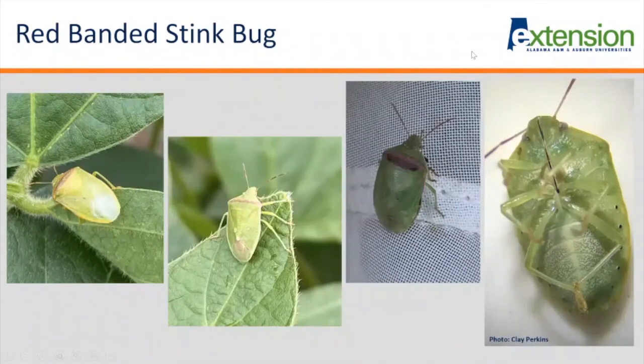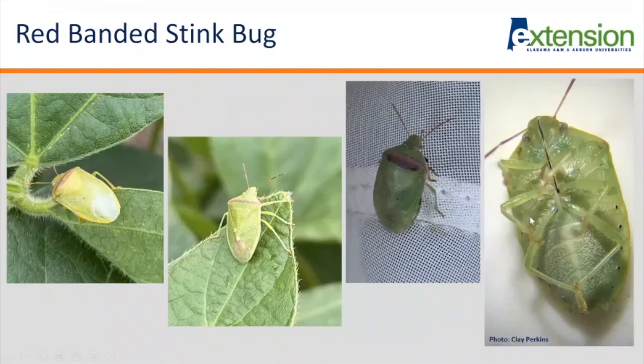So here are images of the adults. They can really look different. The red band across the back is where they get their name, but it can be red, it can look purple, it can almost look orange or yellowish. It can be very, very faint. The red band is generally there, but it can look different.